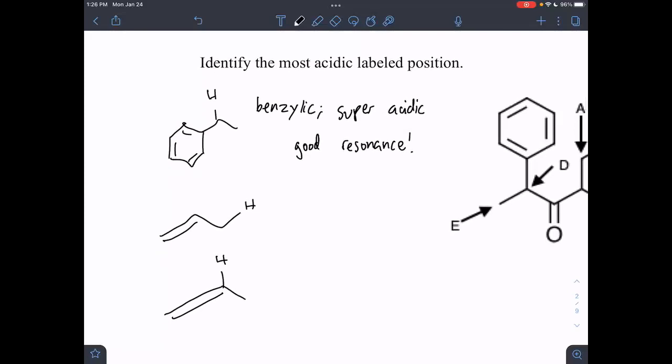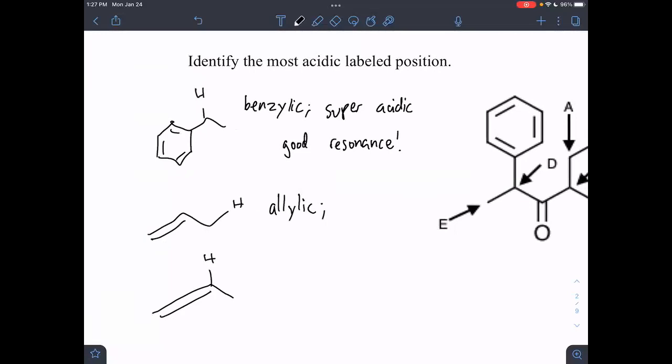What about this second one? Yes, it's going to be allylic, so one carbon removed from the actual double bond. And what do we think allylic is going to be like? Acidic, not acidic? Yes, because, yeah.